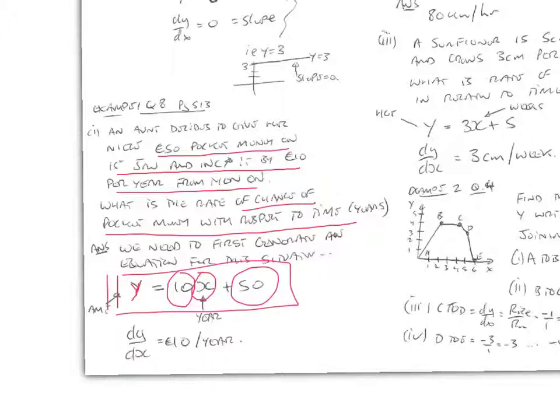So the rate of change then is the dy/dx, it's the slope. Okay, but in these terms there's no graph, it's just a story. But if y = 10x + 50, the rate of change is equal to 10 euros per year. It's the a value of the y = ax + b.